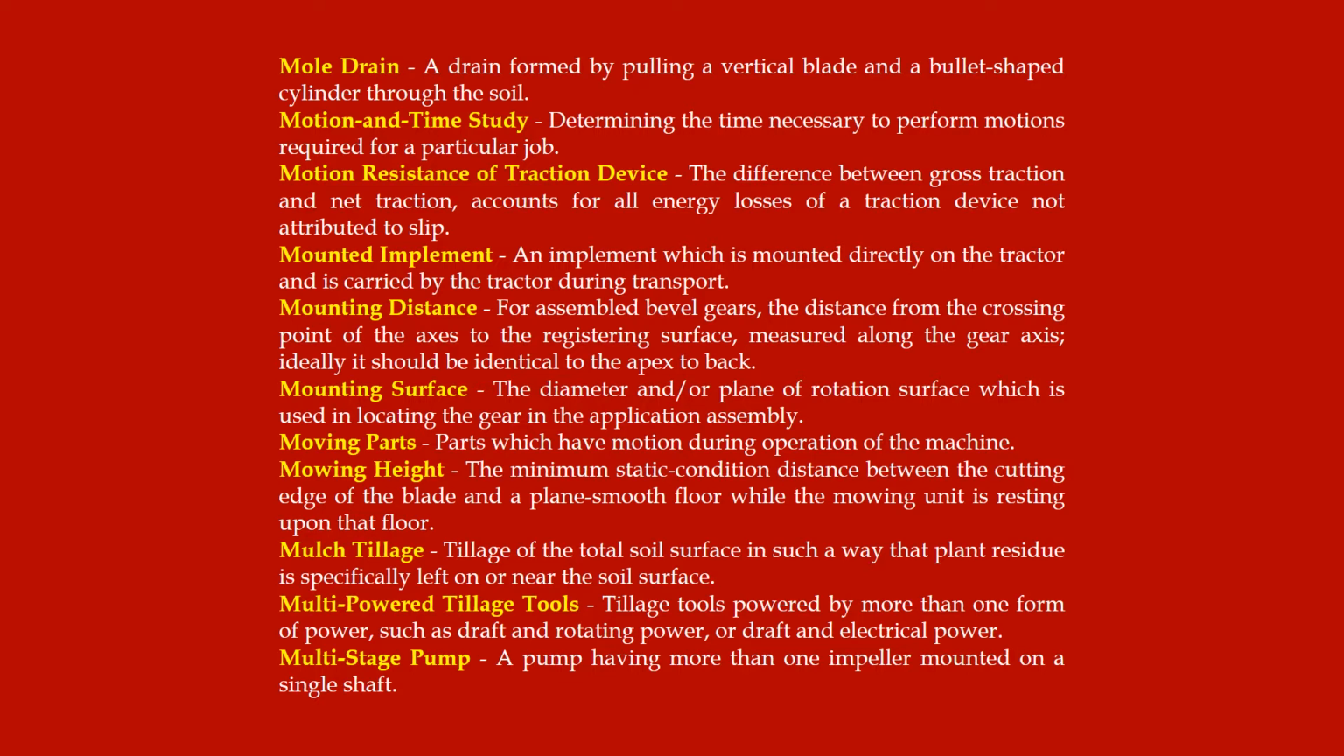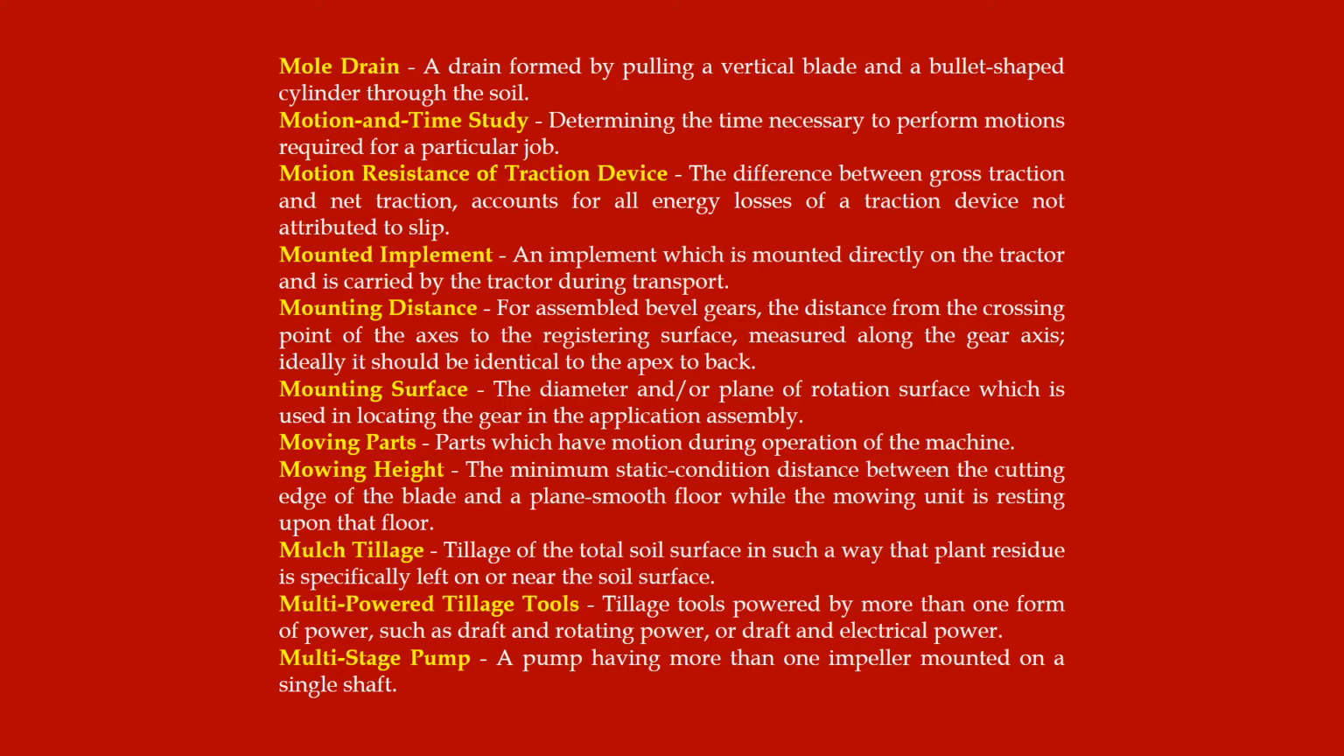Motion resistance of traction device. The difference between gross traction and net traction accounts for all energy losses of a traction device not attributed to slip. Mounted implement. An implement which is mounted directly on the tractor and is carried by the tractor during transport. Mounting distance. For assembled bevel gears, the distance from the crossing point of the axes to the registering surface, measured along the gear axis. Ideally it should be identical to the apex to back.